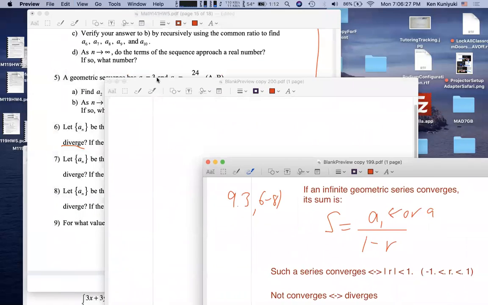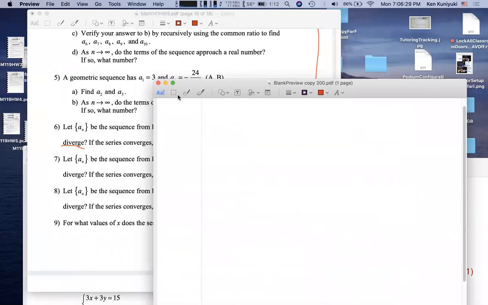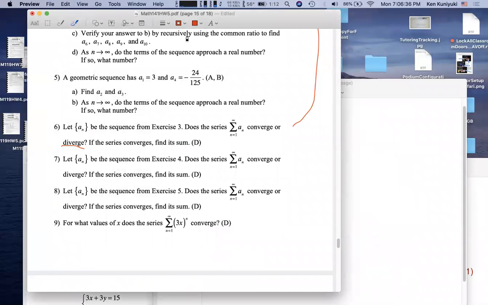All right. So purple's fine. Okay. So let's go to purple.